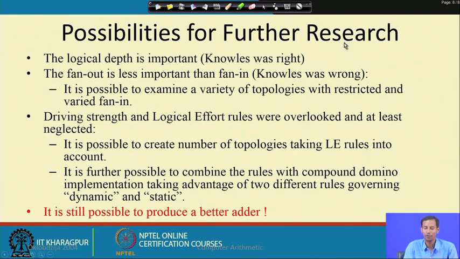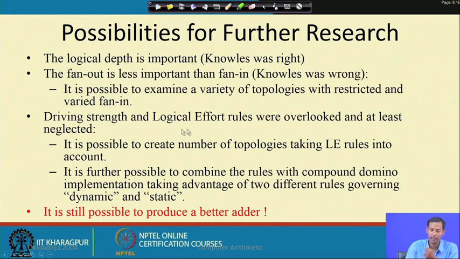So, the possibilities for further research: the logic depth is very important. So, how can we reduce the number of logic depths more? That is a very important aspect, and you can look into how we can do that. Then fan out is less important than fan in, because if we restrict the fan in, the levels will increase. So, it is possible to examine a variety of topologies with restricted and varied fan in. That is another direction of further research.